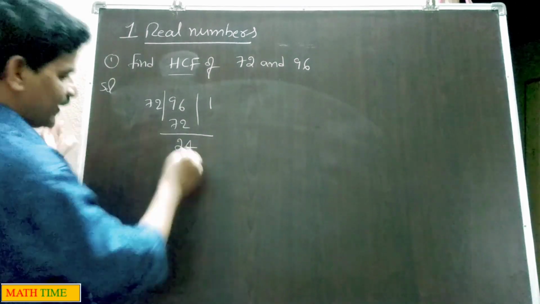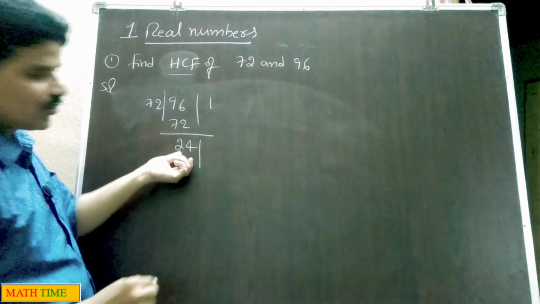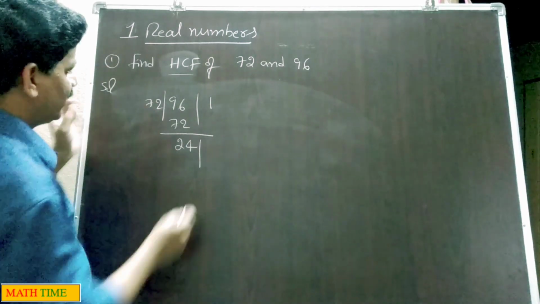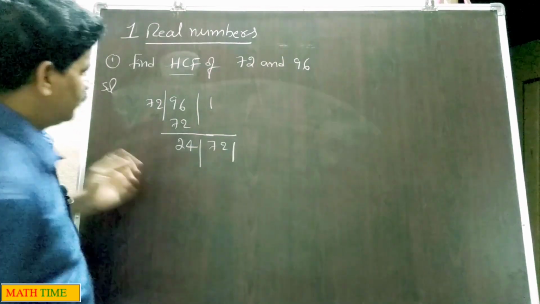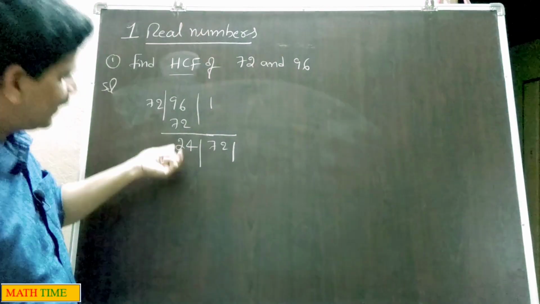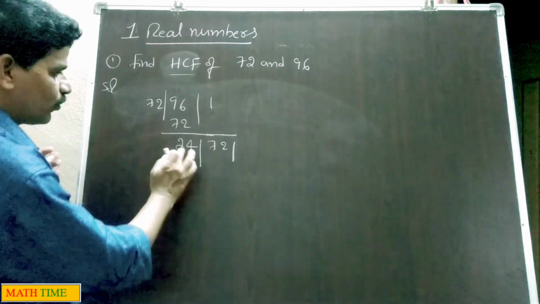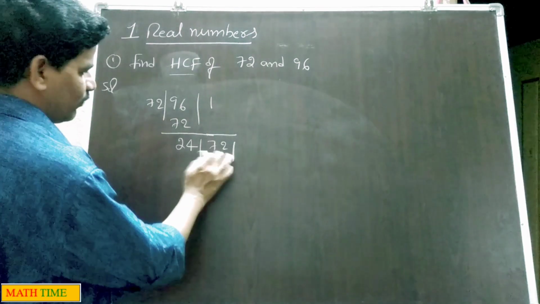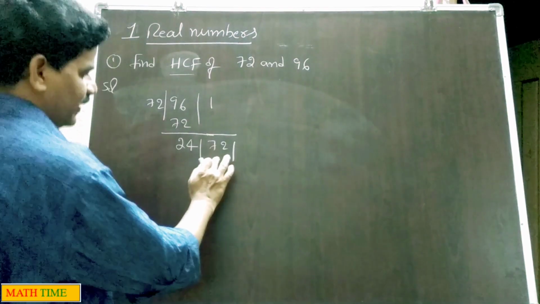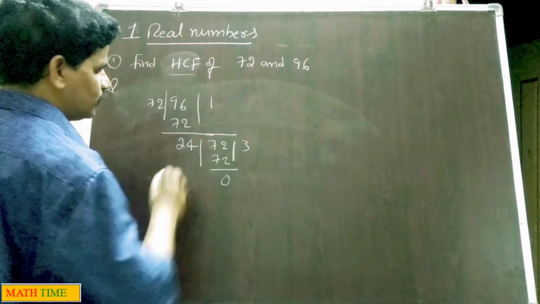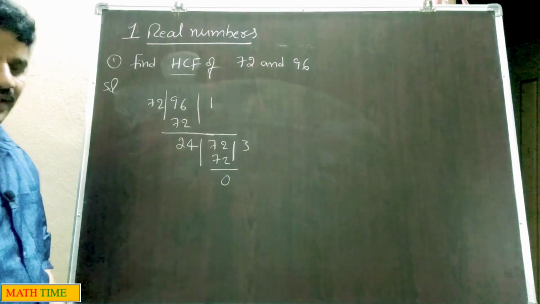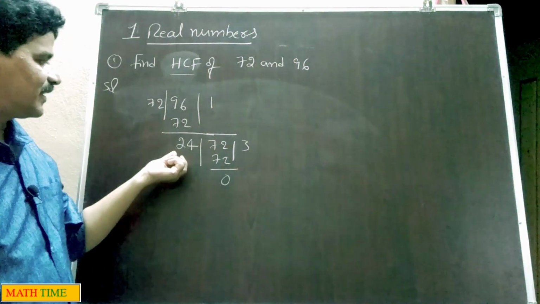This is the remainder. Again this remainder should divide what? Divisor. Now the divisor should be dividing with what? The remainder. 24 goes how many times? 1 times 24, 2 times 48, 3 times 72. 3 into 72, 0.